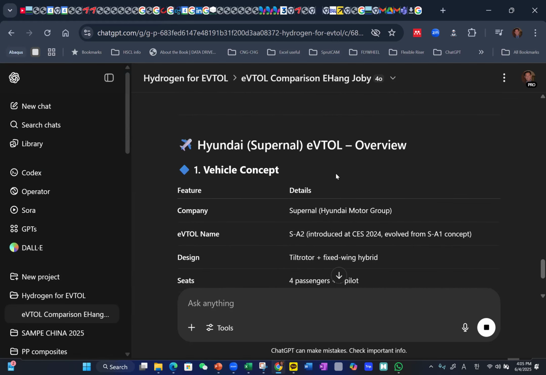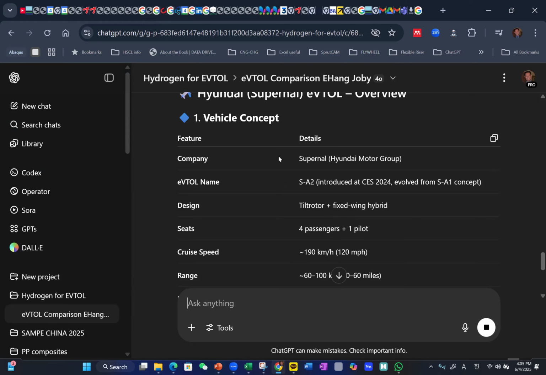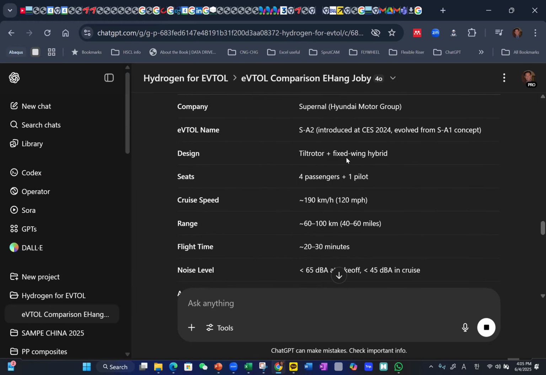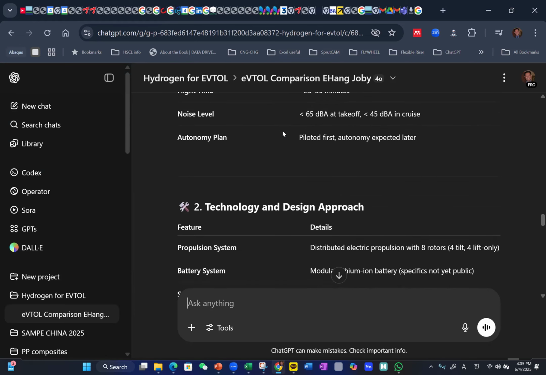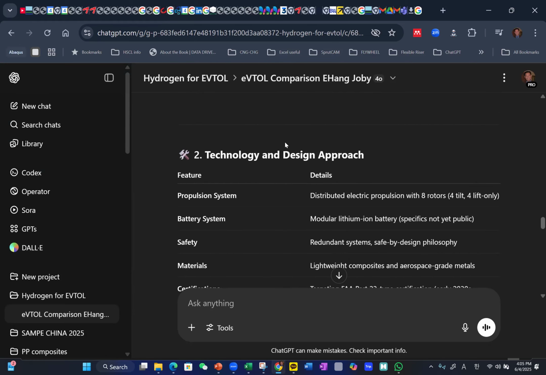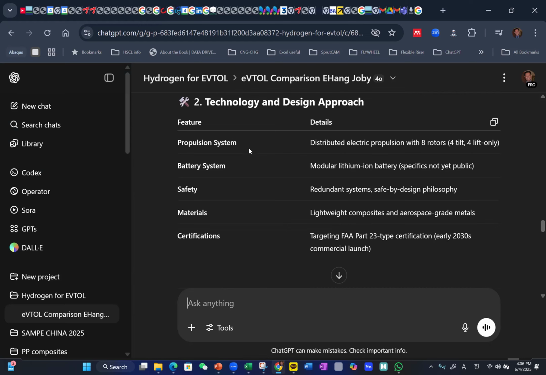And yes, you can get more information. The company name is Supernal. This is part of Hyundai Motor Group, and the eVTOL has a name, and is a tilt rotor plus a fixed wing, a hybrid, with 4 passengers, and the cruise speed and range and flying time all depend on the power system as well. As you can see, the technology and design approach and propulsion system.